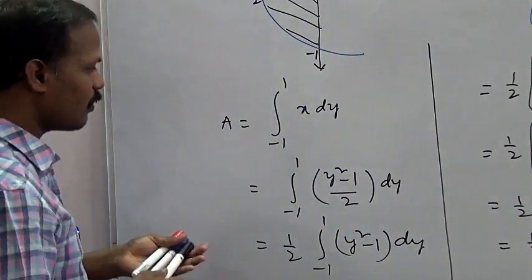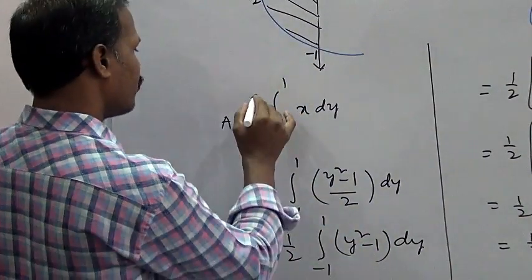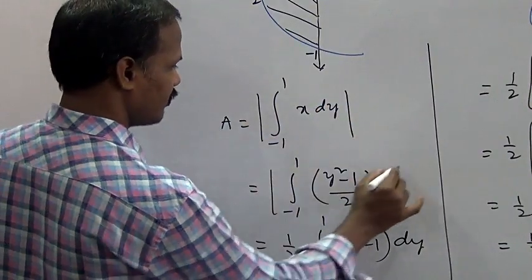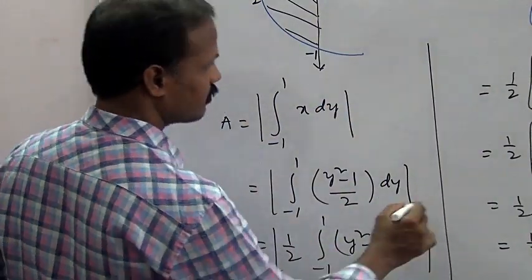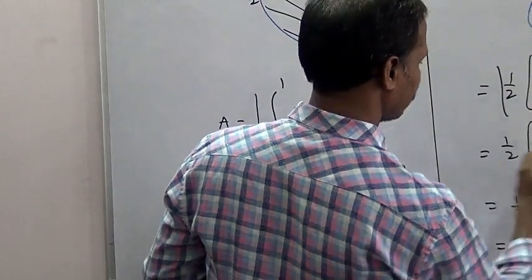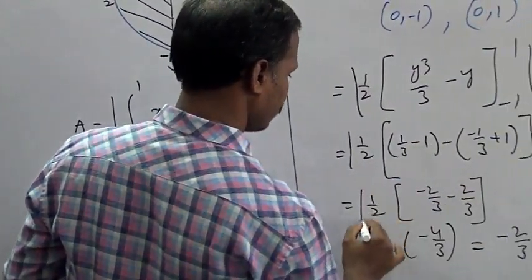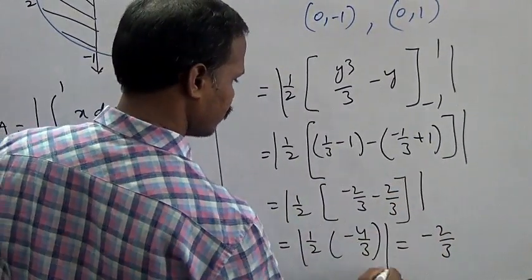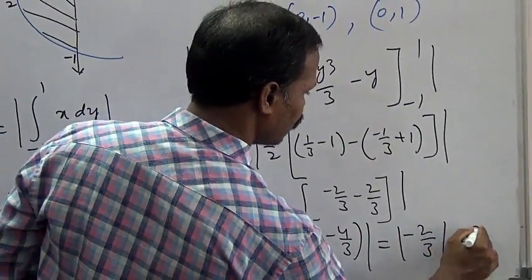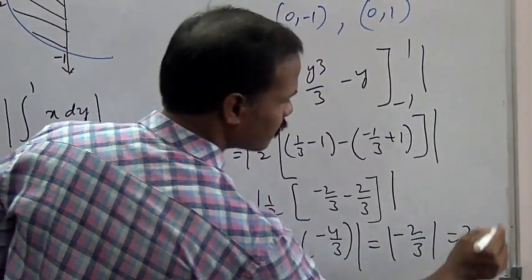So simply what you have to do? Simply put the modulus. That's enough. So it equals 2 by 3. Done.